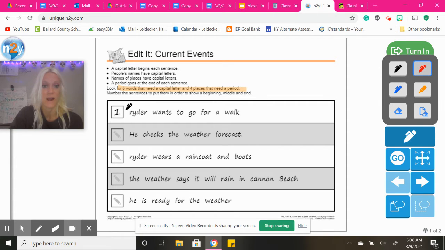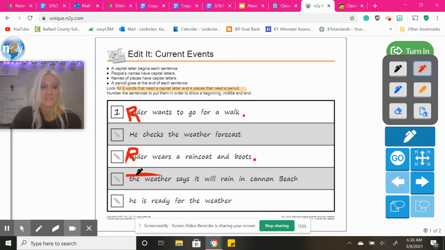So definitely Ryder is his name. So we'll need a capital R there. Ryder wants to go for a walk, period. He checks the weather forecast. Ryder, so again, we need a capital R. Ryder wears a raincoat and boots, period.